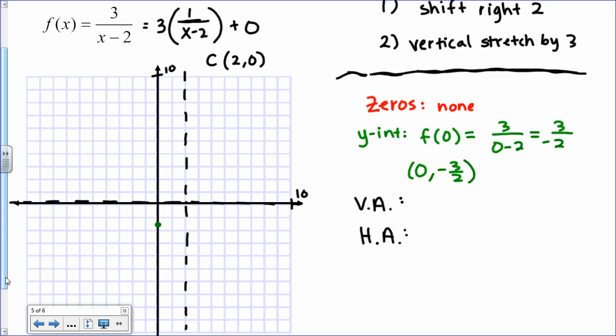Okay, these are lines, so they should be written as an equation. So for your vertical asymptote, do not just tell me 2. This is the line x equals 2. And then my horizontal asymptote, that's the line y equals 0. So remember, x equals h, y equals k.